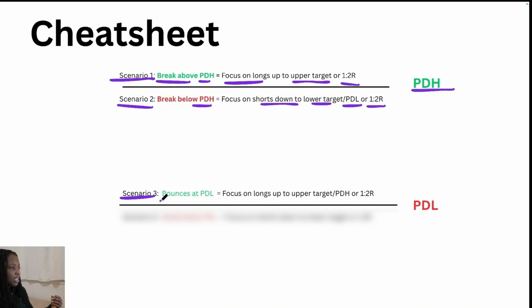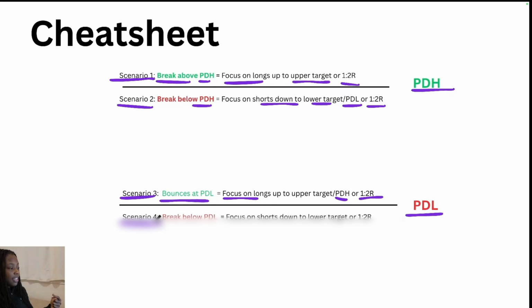Scenario 3 is if price bounces at the previous day's low and you see confirmation of buyers stepping in, right? I've shown you how to enter trades. I've shown you the good entries. You use those theories to enter the trades. So if price bounces at the previous day's low, you focus on long setups to your upper target or previous day's high, or you can again just use the baseline of 1:2 risk to reward.